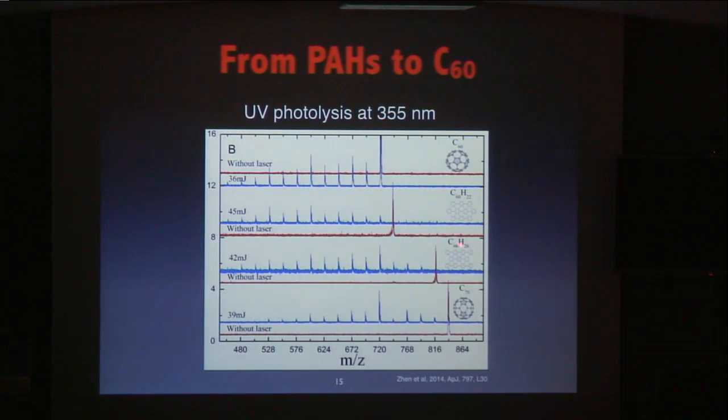PAHs behave very similarly. They also show the same kind of magic numbers, and they show a similar kind of behavior.